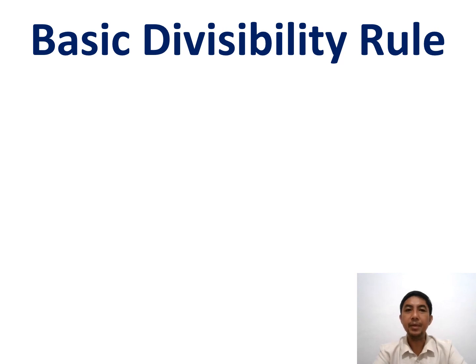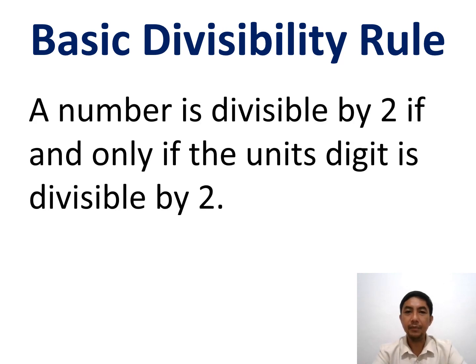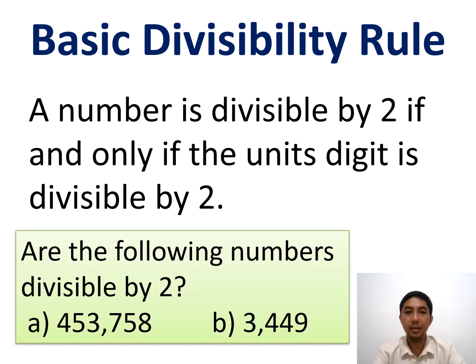Okay, so next topic is all about basic divisibility rules. The first one is divisibility by 2. A number is divisible by 2 if and only if the units digit is divisible by 2. For example, are the following numbers divisible by 2?